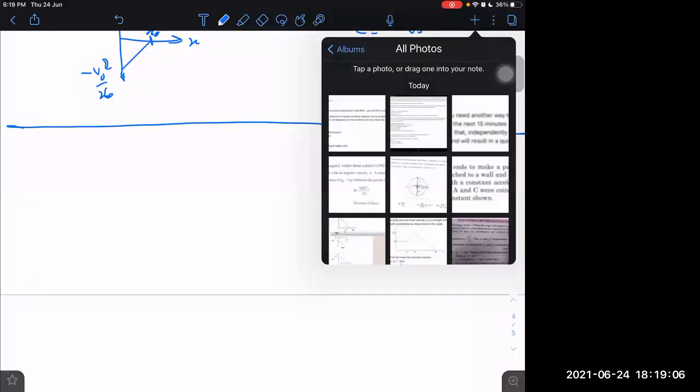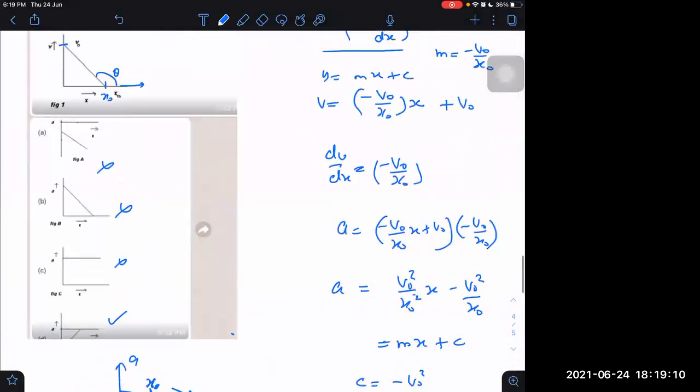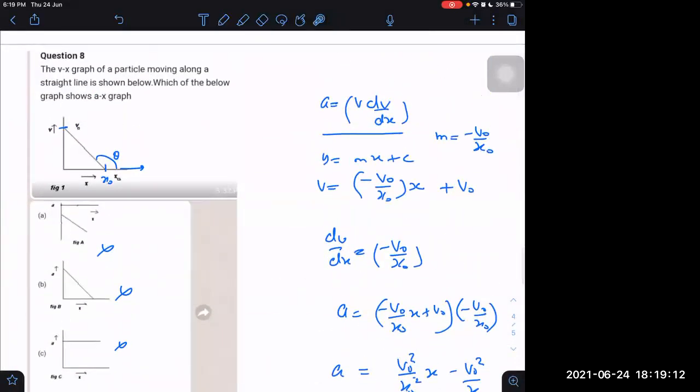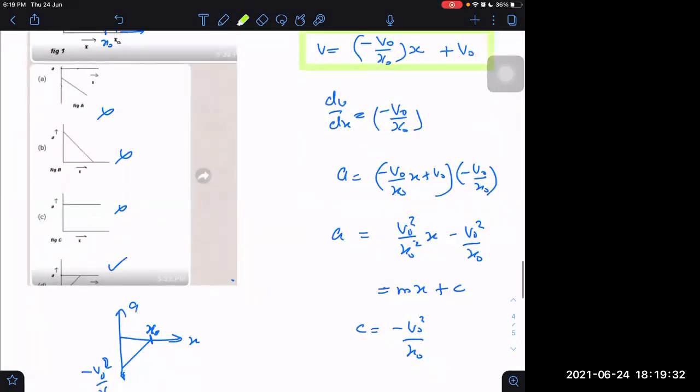Sir, can you explain that question again? This one. See, everything is in front of you only. We know acceleration is this. Then if acceleration is this, what is the equation of this? From that graph, y equal to mx plus c, that is minus v naught by x naught into x. Then from here we can tell that acceleration will come out to be this by using the formula.